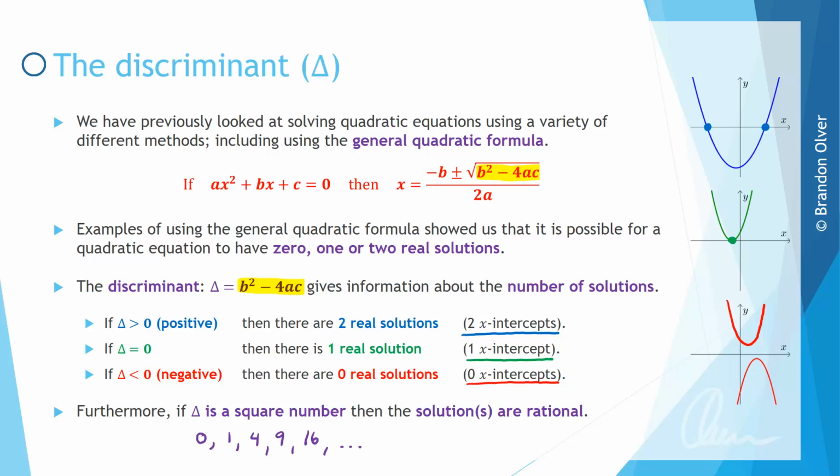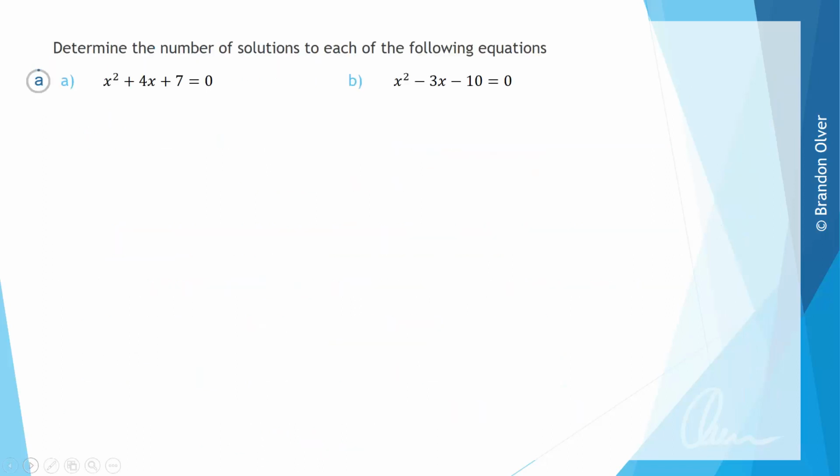So let's get into some examples. For the next 4 examples, we want to determine the number of solutions to each of the following equations, and we know that we can now use the discriminant to help us do that. Like when we were solving using the general quadratic formula in a different video, we like to check that it's in the form ax squared plus bx plus c equals 0, which it is. Then we can identify the coefficients: the coefficient of x squared, which is the a value, so a equals 1, the coefficient of x, which is b, so b in this case equals positive 4, and the constant term c is going to equal 7, for example a.